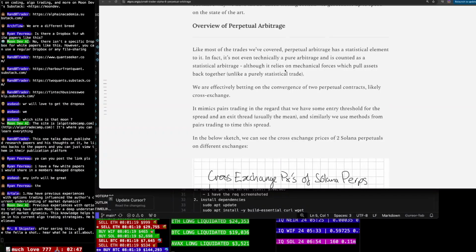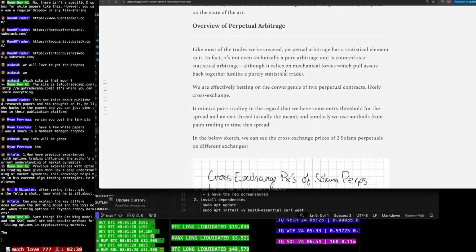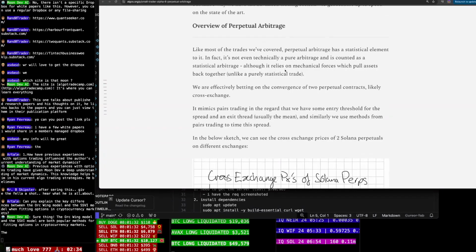Like most of the trades we've covered, perpetual arbitrage has a statistical element to it. In fact, it's not even technically a pure arbitrage and is counted as a statistical arbitrage, although it relies on mechanical forces which pull assets back together. Unlike a purely statistical trade, here we are effectively betting on the convergence of two perpetual contracts, likely cross-exchange.